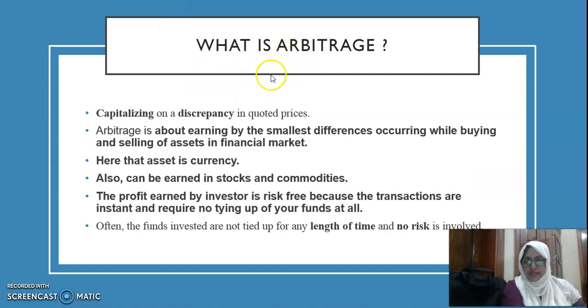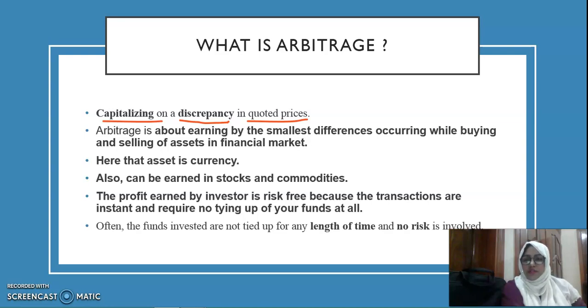What is arbitrage basically? There is a simple definition of arbitrage. It is capitalizing on discrepancy in quoted prices. Now, capitalizing is about earning benefit or earning profit on a discrepancy. Discrepancy is the tiniest differences that occur in the prices that are quoted by banks.